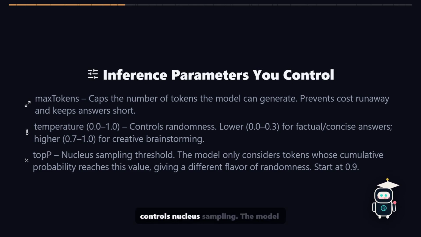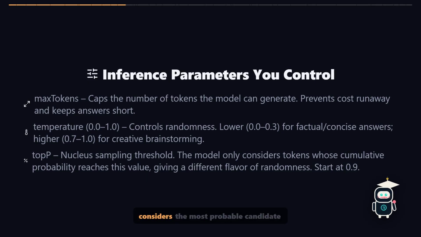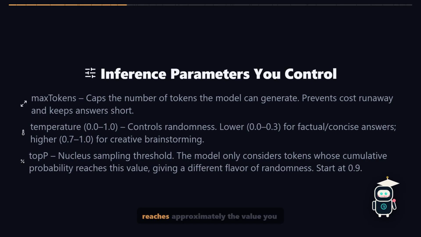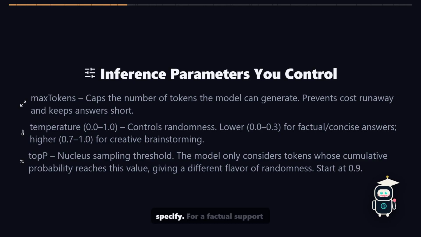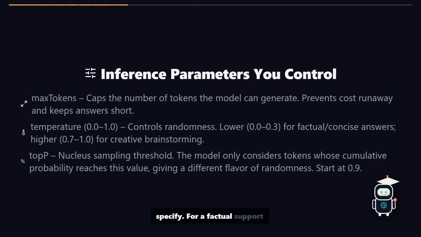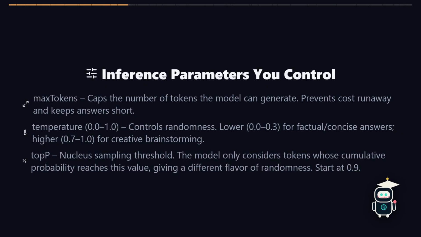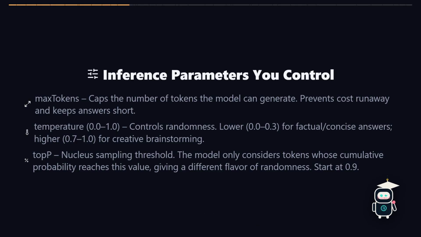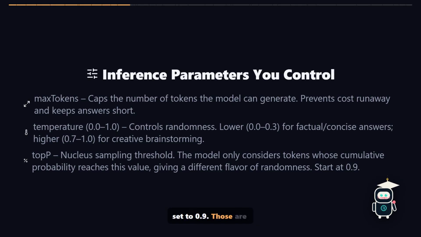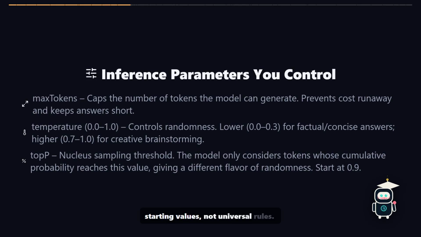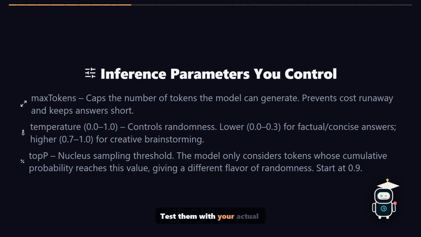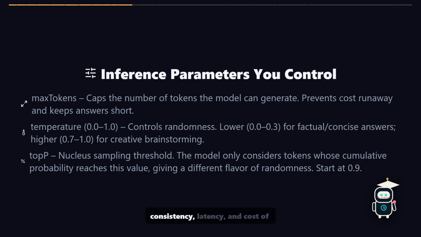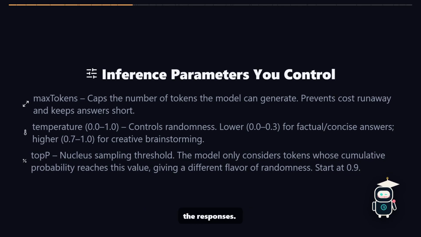Top P controls nucleus sampling. The model considers the most probable candidate tokens until their combined probability reaches approximately the value you specify. For a factual support assistant, you might begin with max tokens set to 200, temperature set to 0.2, and top P set to 0.9. Those are starting values, not universal rules. Test them with your actual prompts and evaluate the quality, consistency, latency, and cost of the responses.